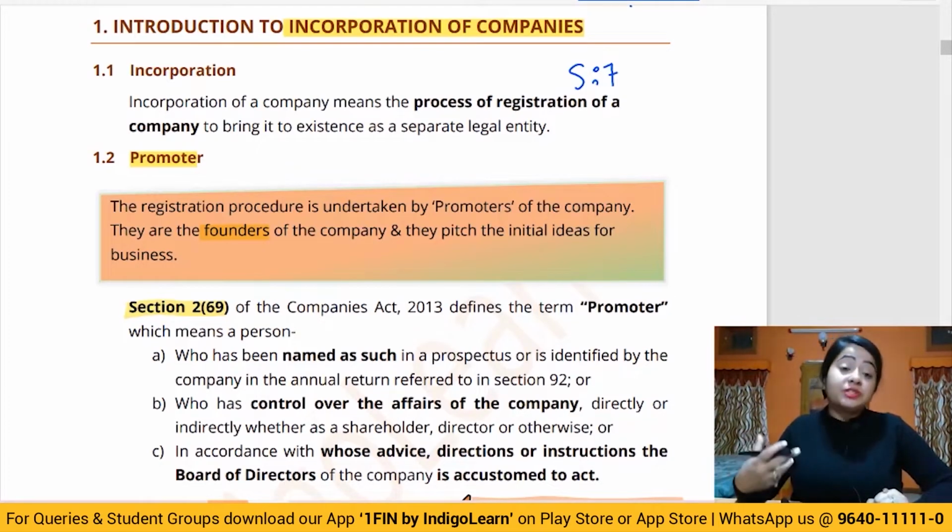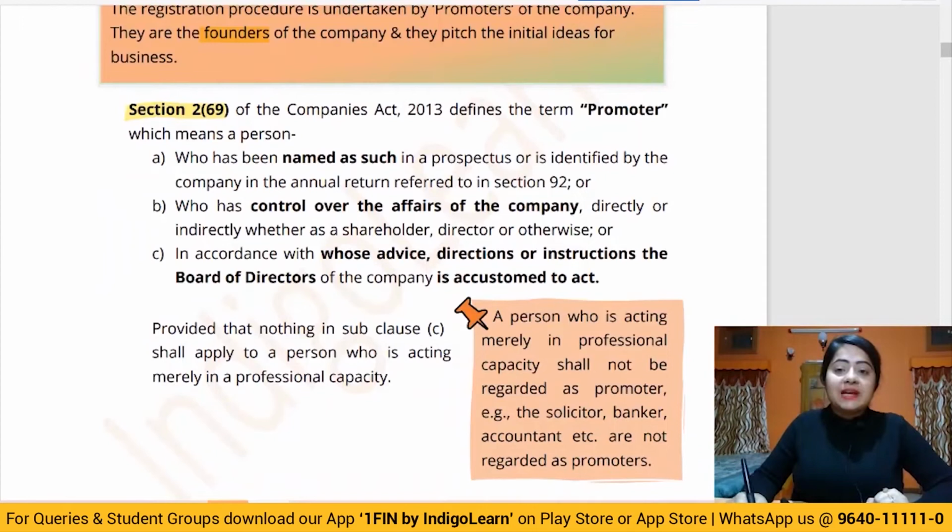So let's also see the definition of this word promoter which is given in section 2 clause 69. This definition says that promoter means any person who is named as a promoter in the annual return or the prospectus of the company. That is the first part. Okay, so if suppose the company has named a person as a promoter in the prospectus of the company or the annual return of the company, then for the purpose of the Companies Act, we are going to consider that person as the promoter of the company.